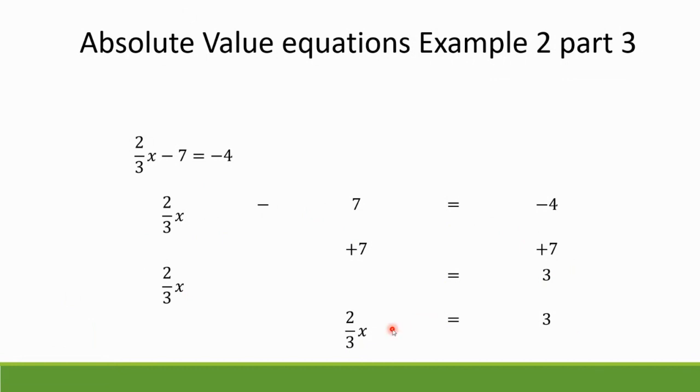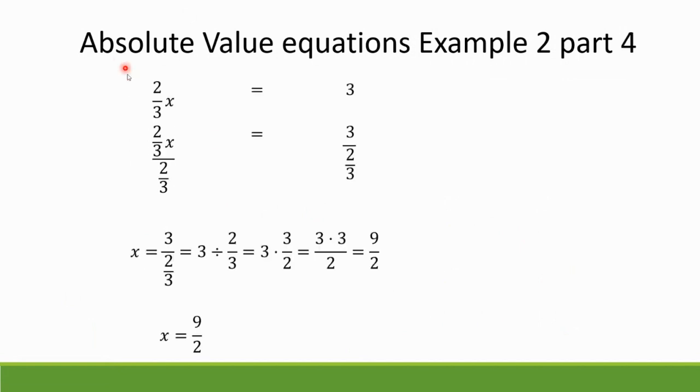Now, we want to get x all alone. So what do we do next? Well, just like before, we divide by 2/3. That is, from here, we have 2 over 3 times x is 3. We can divide both sides by 2/3. What happens? This cancels with this. These two cancel. And we get x equals 3 divided by 2/3.